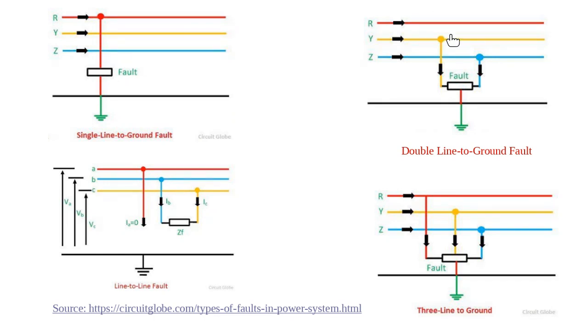Now, why can a bird stand on one of these lines? If I draw a bird here, for example, okay, this is a bird. It can, because the bird is not connected to the ground.